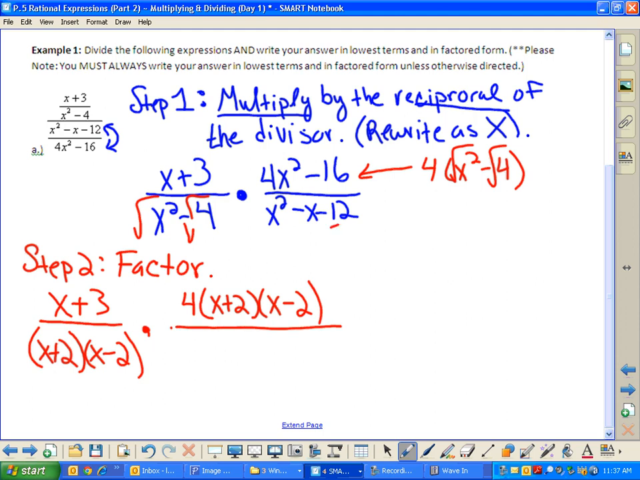And then on the bottom, I'm thinking about the factors of negative 12. That would give me negative 1. That's going to give me minus 4 and positive 3. You could also do AC grouping on that one. That was an option for when we had 3 terms. Any questions so far?